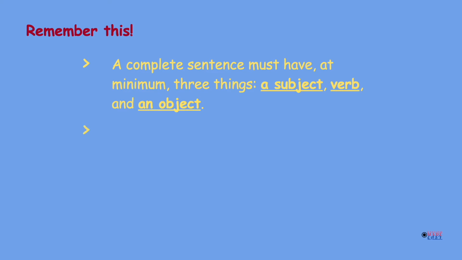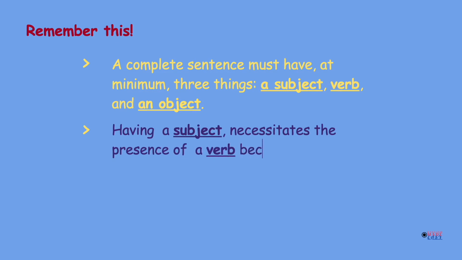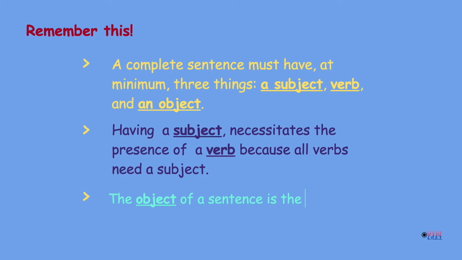Number 2, having a subject necessitates the presence of a verb because all verbs need a subject. Verbs are the actions being done in a sentence, and almost all sentences must have a verb. And finally, the object of a sentence is the thing that's being acted upon by the subject.